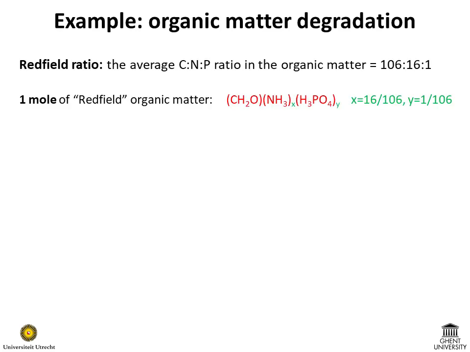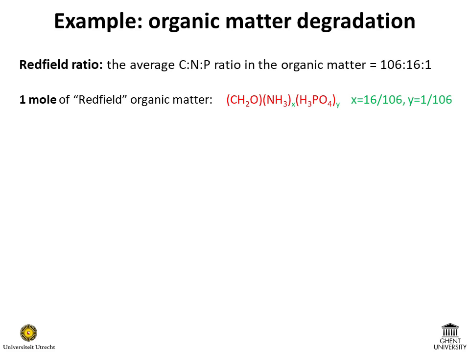First, organic matter is a chemically complex entity comprising various elements in various quantities. In biochemical models, organic matter is typically represented with a chemical formula containing the most abundant elements, carbon, nitrogen, and phosphorus, in the so-called Redfield ratio of 106 to 16 to 1. Thus, 1 mole of the Redfield organic matter is expressed by a chemical formula shown in red.